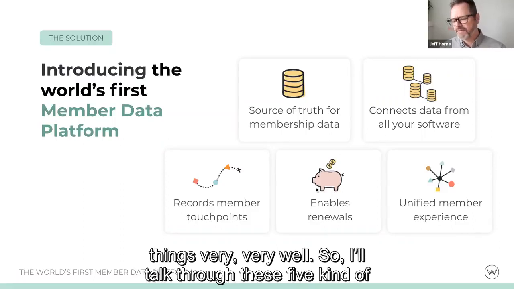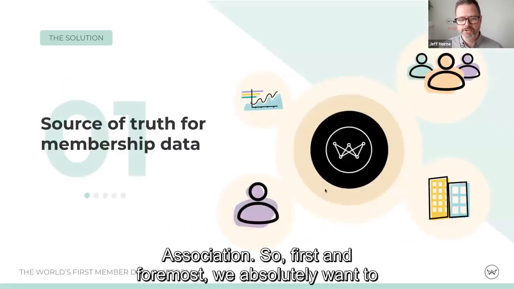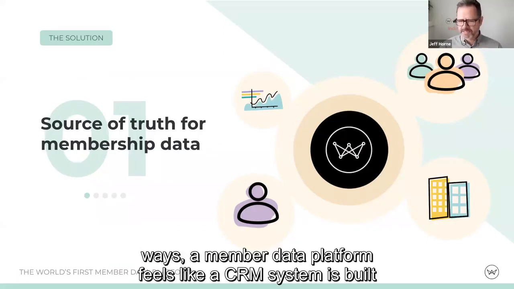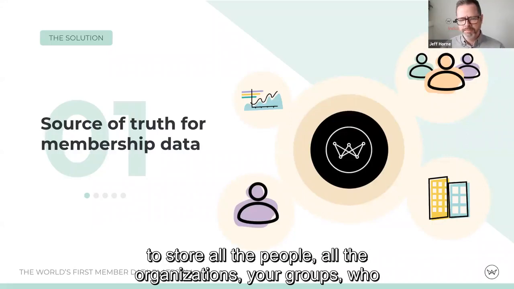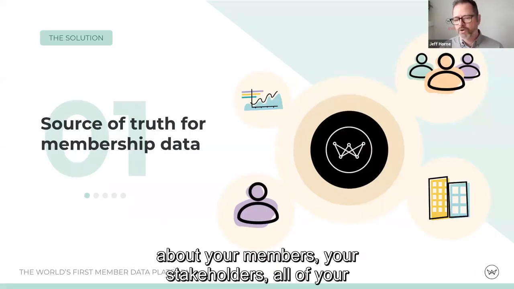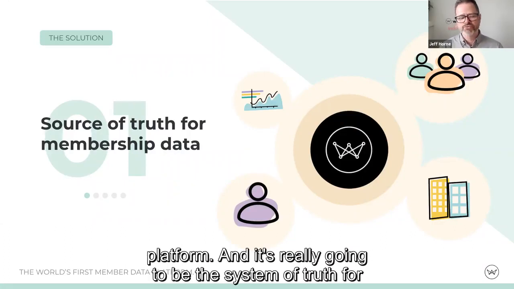So I'll talk through these five key points that a member data platform looks to bring to you as an association. First and foremost, we absolutely want to be that source of truth for your membership data. In a lot of ways, a member data platform feels like a CRM system. It's built to store all the people, all the organizations, your groups, who has membership and who doesn't. All the information about your members, your stakeholders, all of your contacts, those all are going to be stored in the member data platform. And it's really going to be the system of truth for that data.